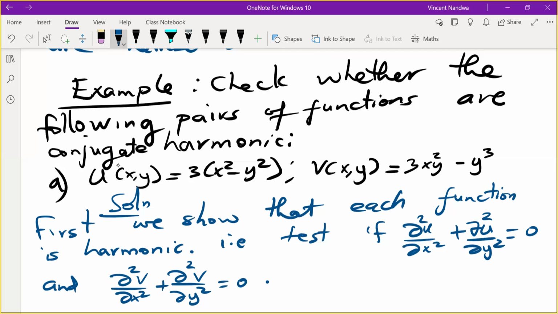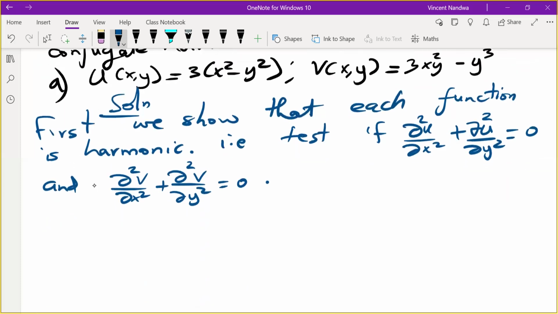Is u harmonic? Yes, it's harmonic. So what is the second partial derivative of u with respect to x? 6, and then the other one is minus 6. So then that's what tells us that the u function is harmonic.